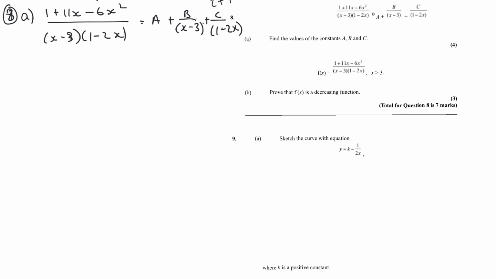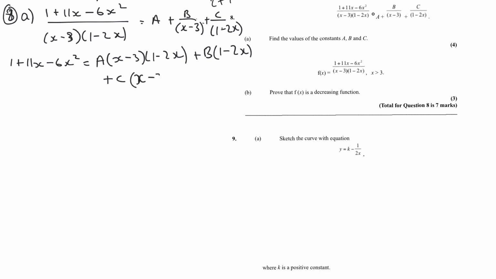Okay, so we're going to rewrite this. So basically, if you look on the right hand side, for instance with A, it doesn't have any of the factors underneath, so A would be multiplied by both of them. So whatever is not shown underneath it, that's what it's going to be multiplied by. So B, it's got x minus 3 underneath, so it's going to be multiplied by 1 minus 2x, and then C, x minus 3. Okay, so now we've done that.